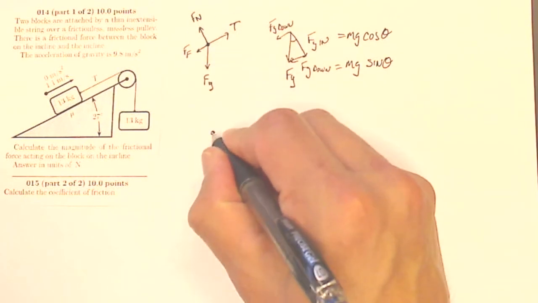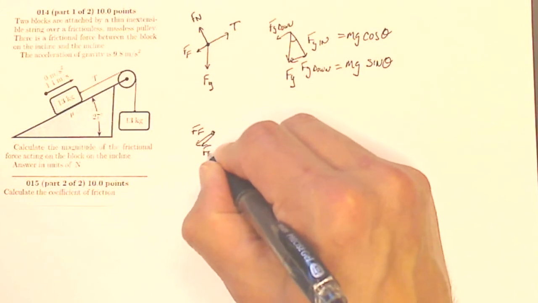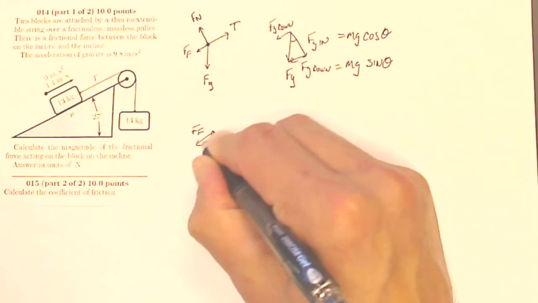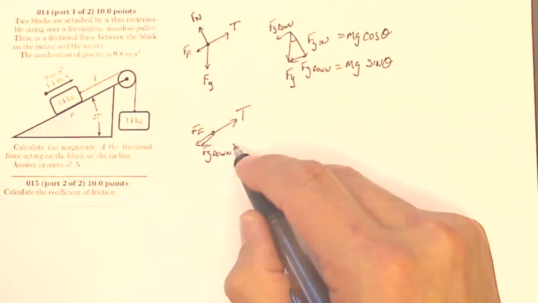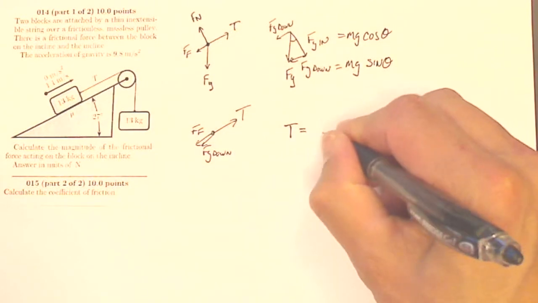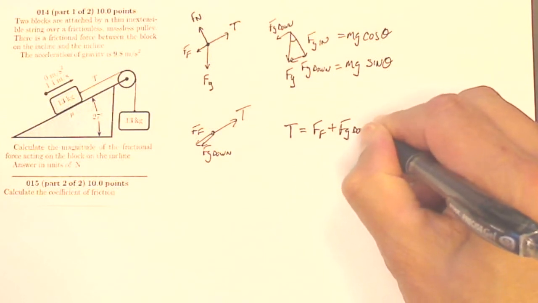So if I want to deal with all my forces up and down the ramp, I redraw my free body diagram. I've got force of friction this way. I've got my Fg down this way in the same direction as friction, and I've got my tension up that way. And since it's moving at a constant velocity, I know that my tension is going to equal my force of friction plus my Fg down.